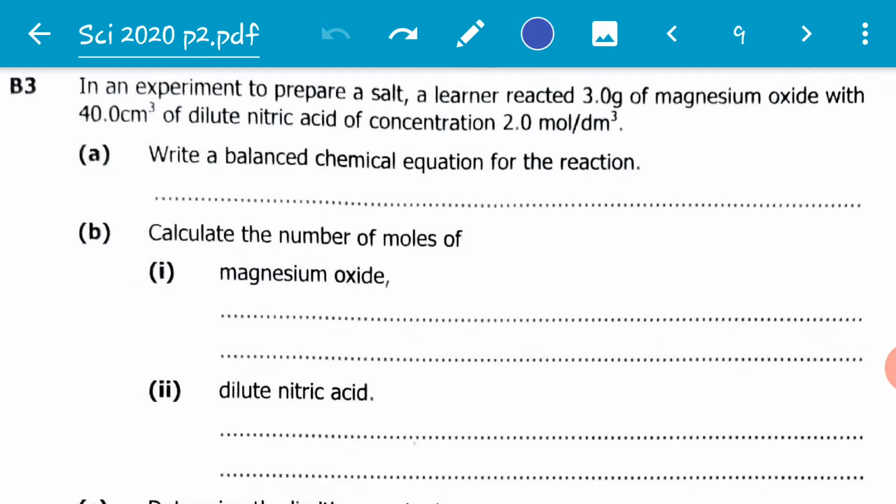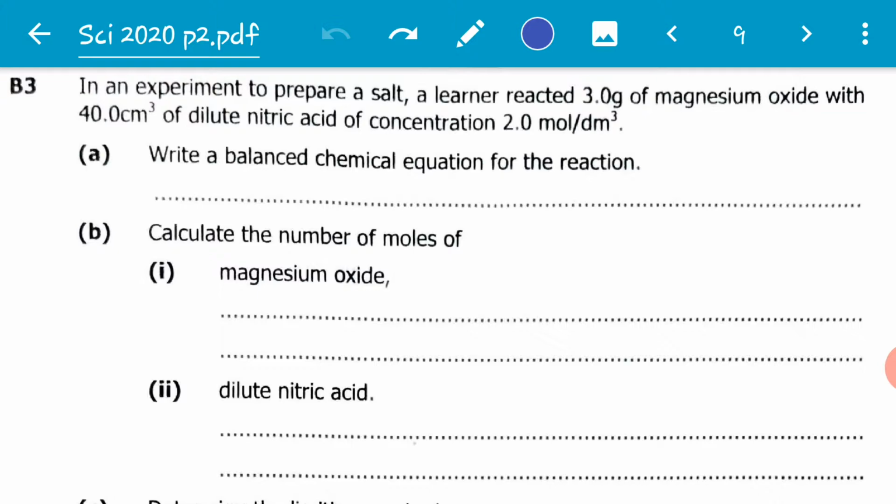Question B3 reads, in an experiment to prepare a salt, a learner reacted 3.0 grams of magnesium oxide with 40.0 cubic centimeters of dilute nitric acid of concentration 2.0 moles per cubic decimeter.